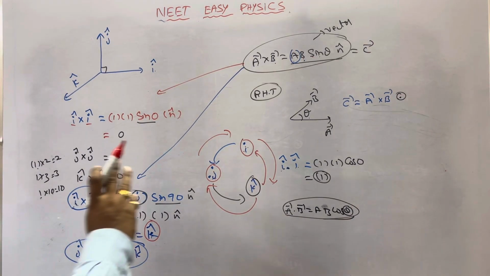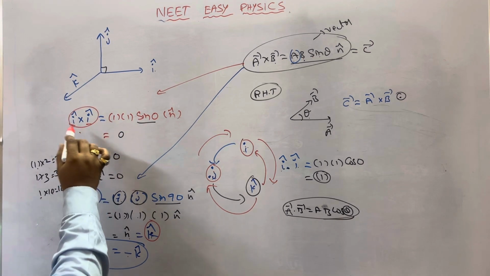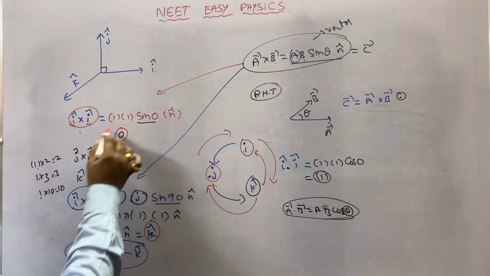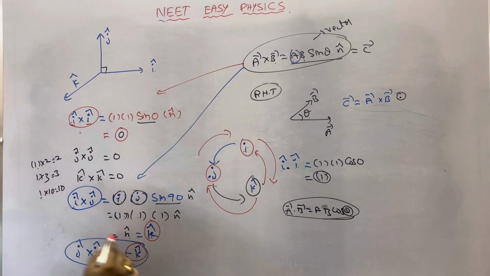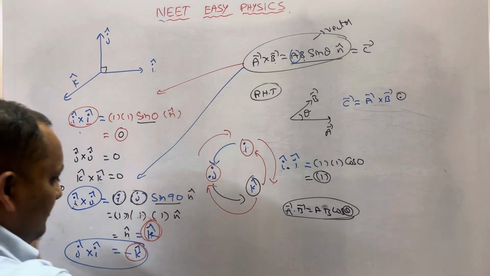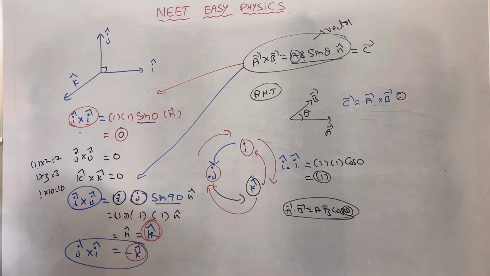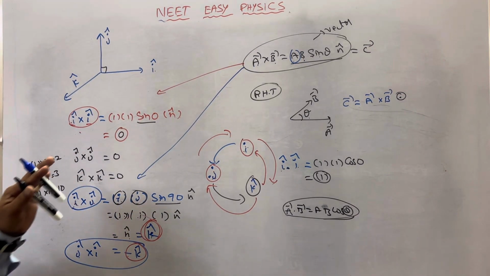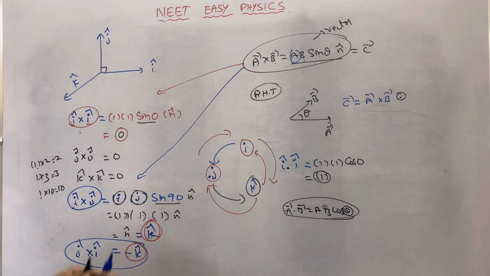This is about how these values came. i cap cross i cap is 0, j cap cross i cap is minus k cap, i cap cross j cap is k cap. So how this cross product is going to be done, we will see with one example problem.